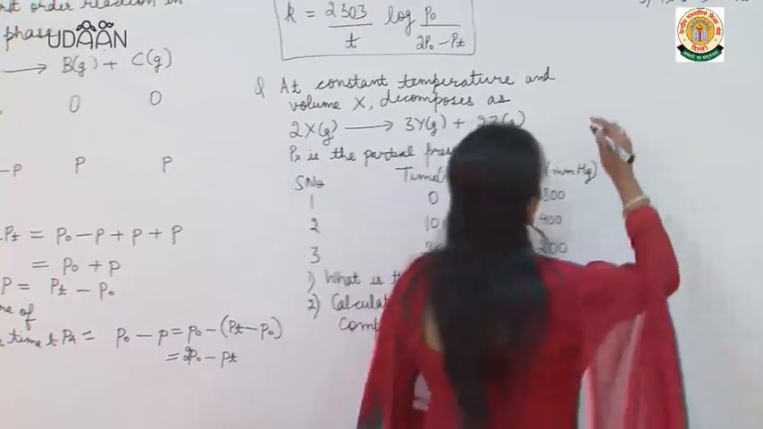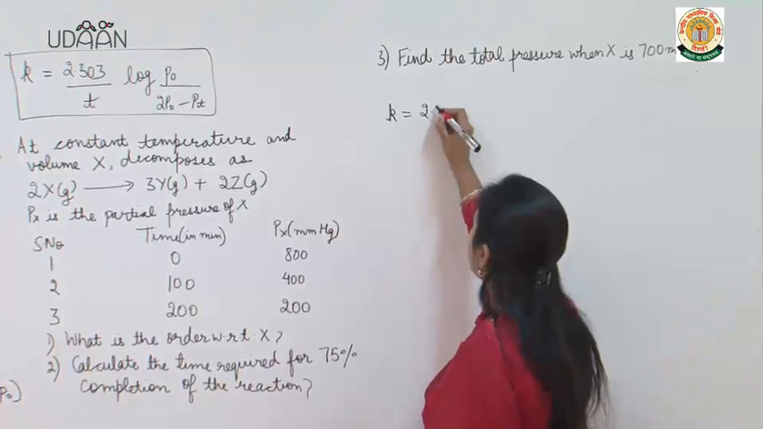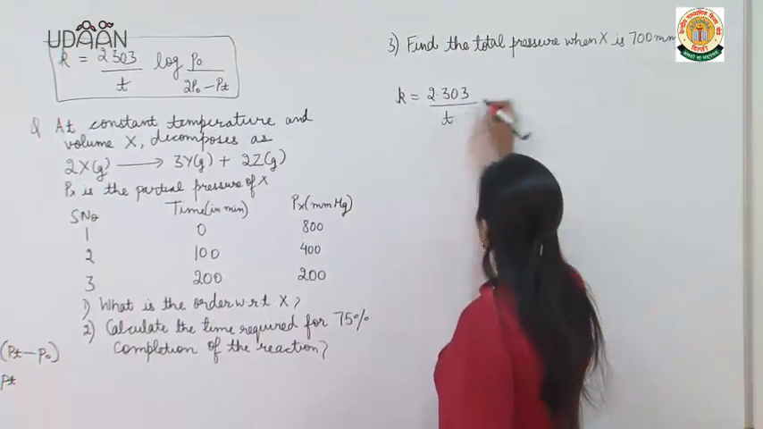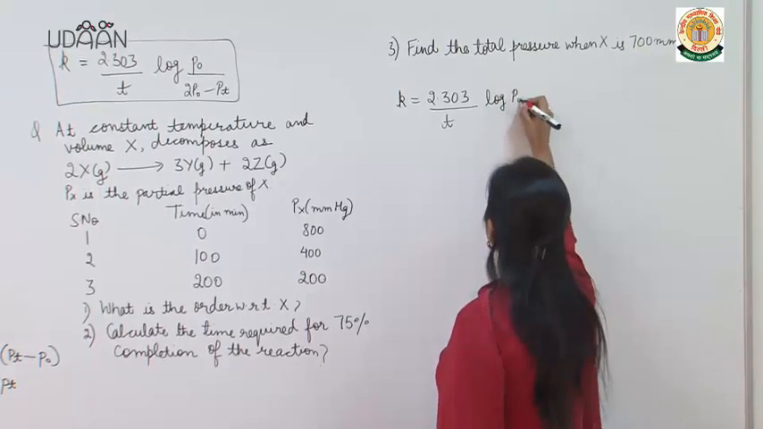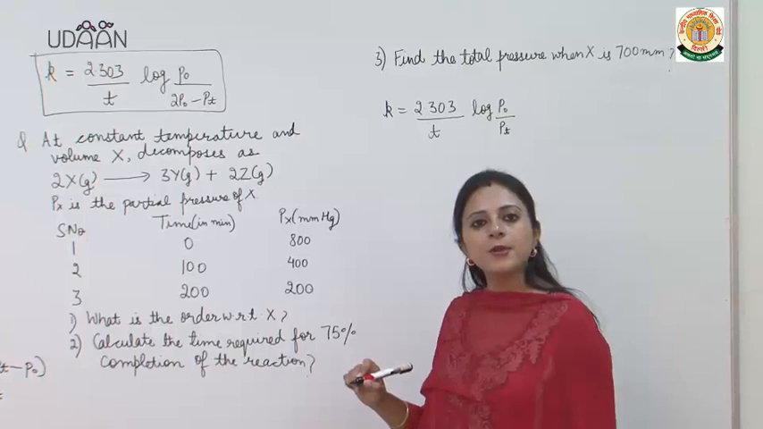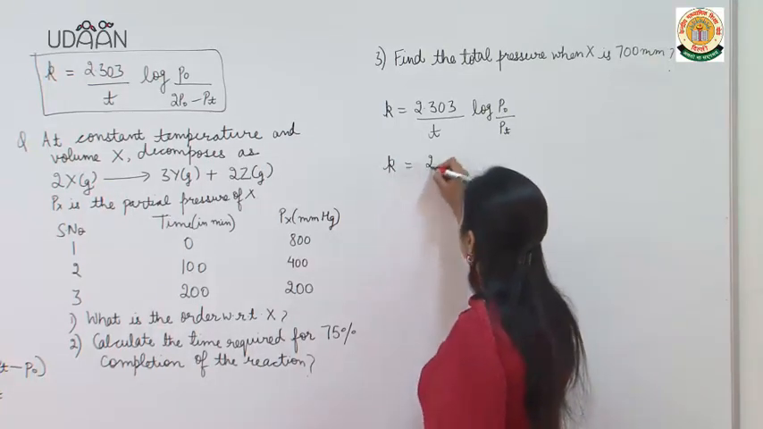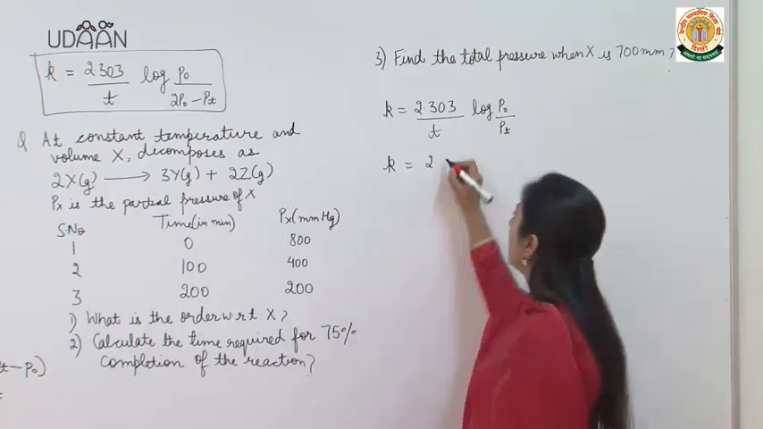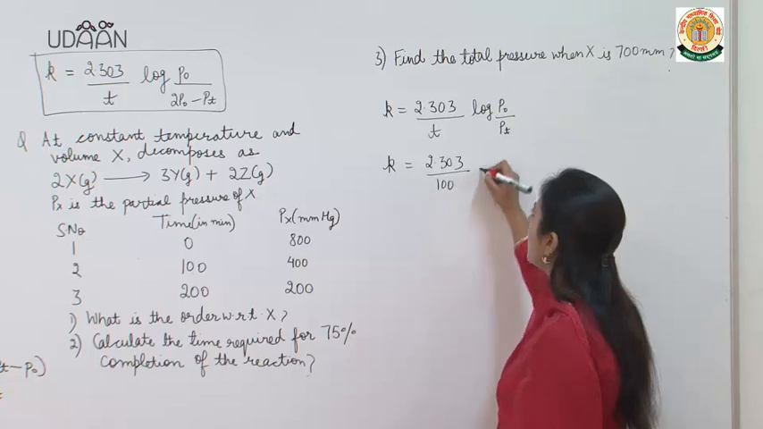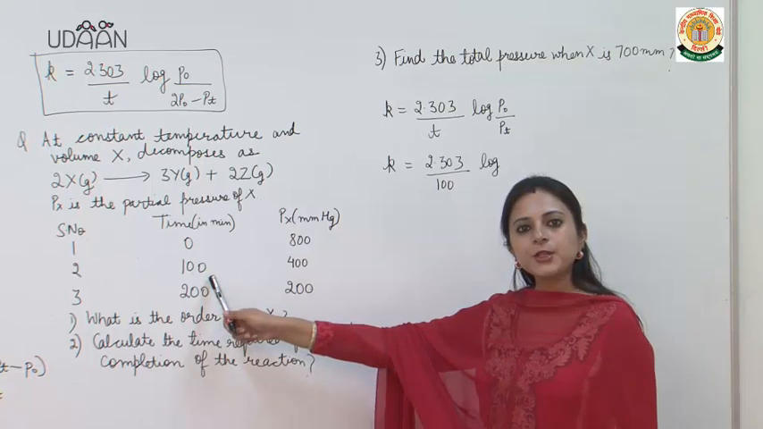So कैसे करेंगे? Now K is equal to 2.303 upon t log P naught upon Pt, that is pressure at time 0 upon the pressure at time t. So we will find out K for 100 मिनट्स. अगर मैं 100 मिनट्स पे सब्सटीट्यूट कर रही हूँ तो मुझे टेबल में 100 मिनट्स पे क्या प्रेशर दिया हुआ है?